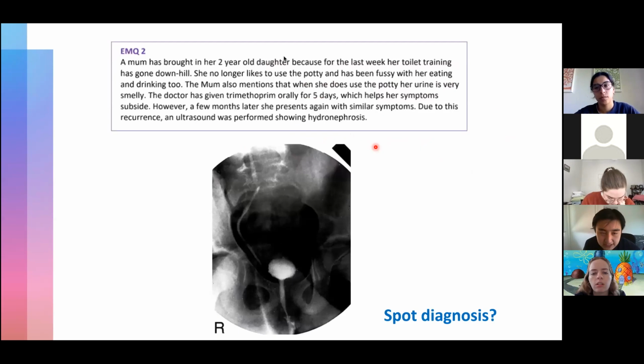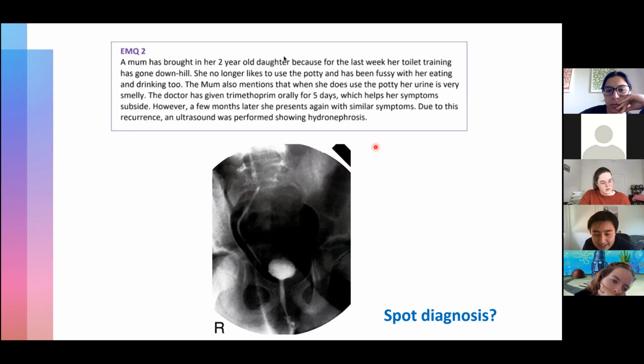Cool. To our next condition, do you guys want to take a look at the stem and let me know what you guys think? Good. Good. I'll give everyone 10 more seconds.